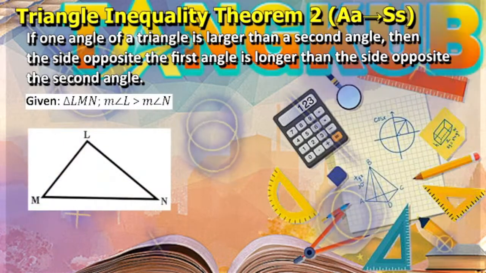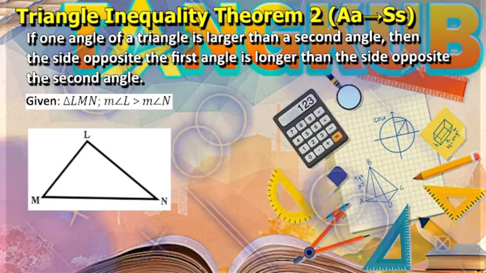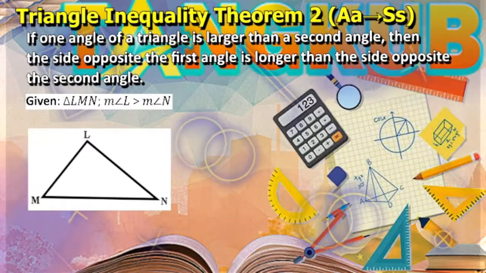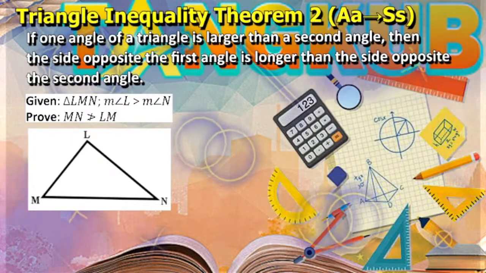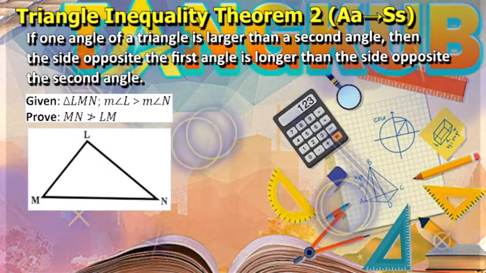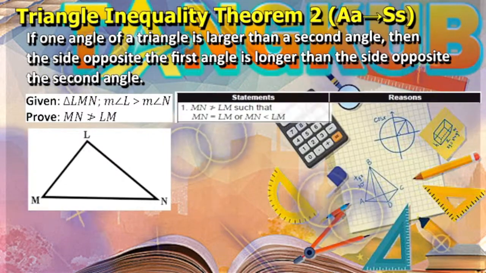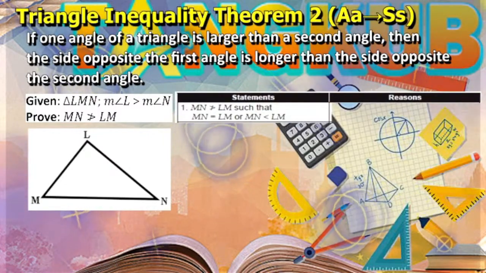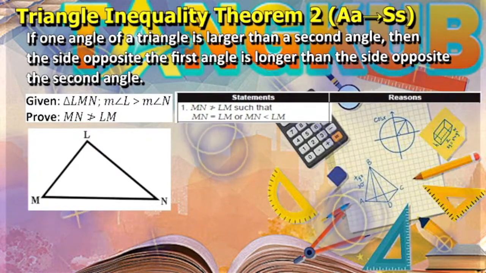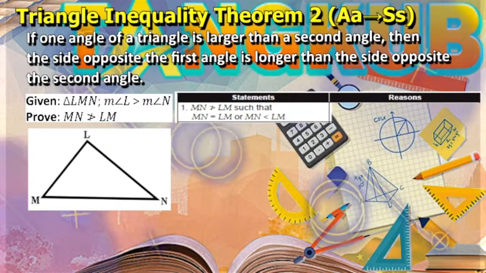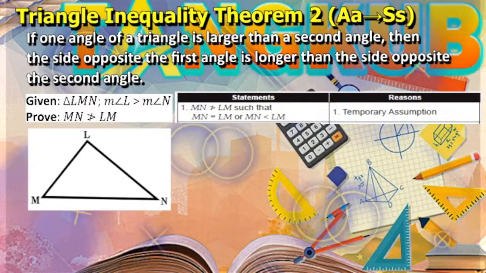Given triangle LMN, measure of angle L is greater than measure of angle N. Now let's prove that side MN is not greater than side LM. Now, here is the proof. First statement, side MN is not greater than side LM, such that MN is equal to LM, or MN is less than LM. Reason, temporary assumption.